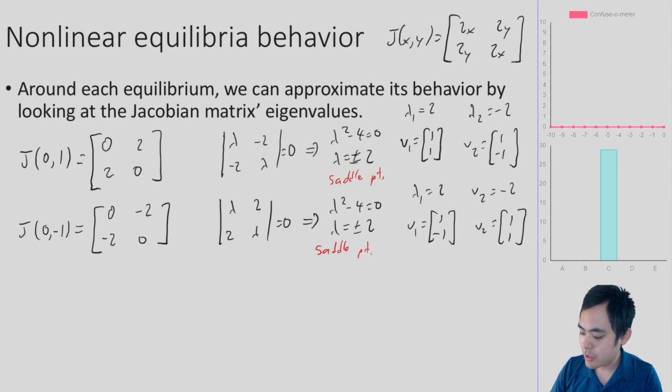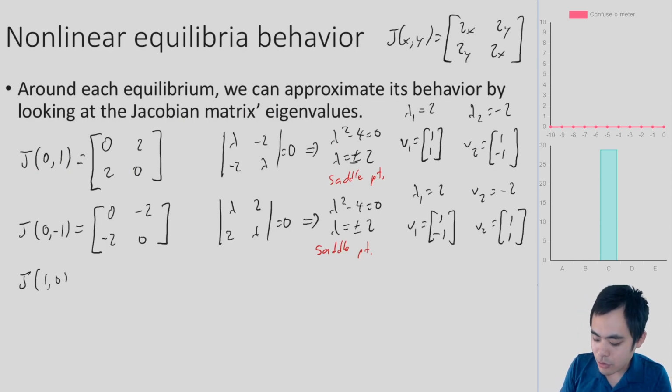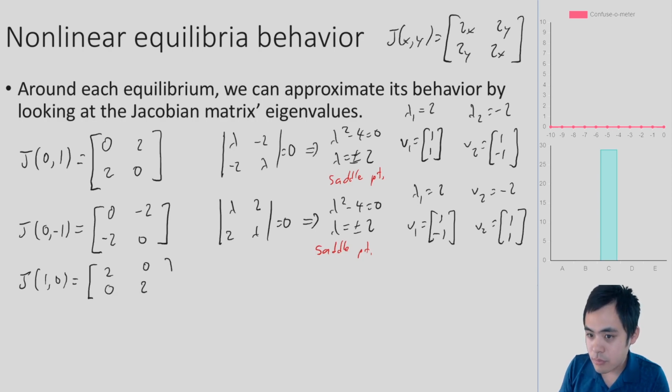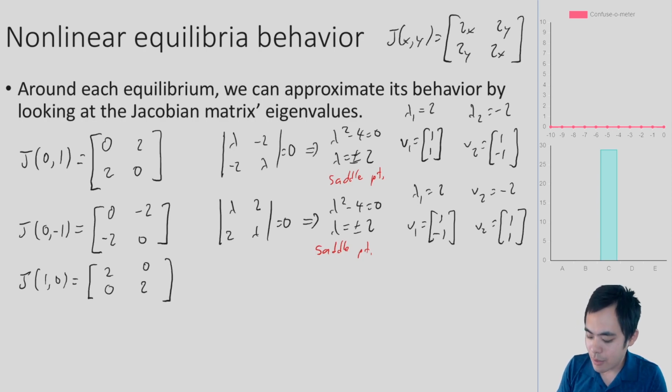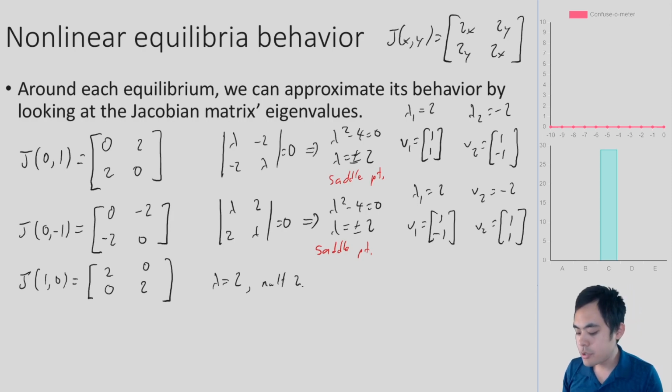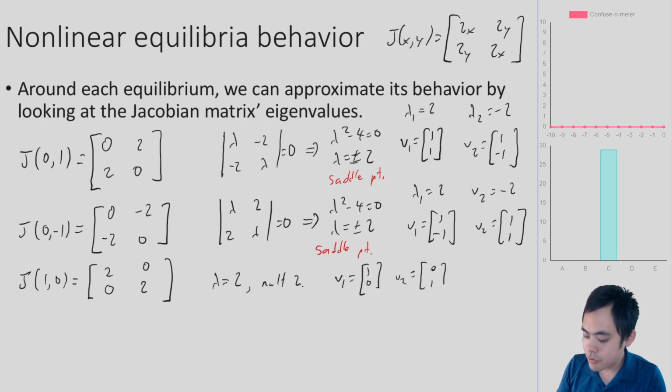These are a little bit easier, because the Jacobian for (1, 0) is just equal to [2, 0; 0, 2]. Did I do that right? Yes, 2, 0, 0, 2. And so lambda is going to be equal to 2 with multiplicity 2. It turns out that there are two eigenvectors here, because it's diagonal. You can just get (1, 0) and (0, 1), but it doesn't really matter, because this has two eigenvectors, so this is a proper node, and so this is an unstable proper node.